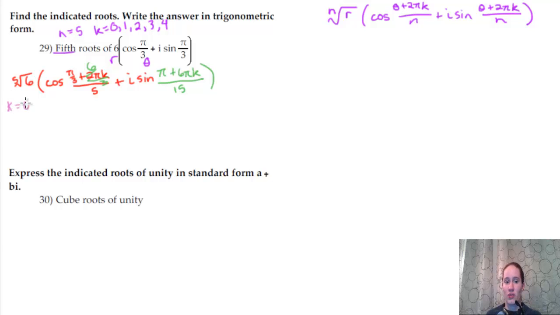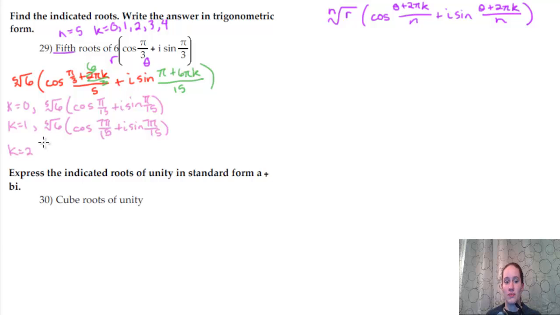Now we're going to start plugging in our values for k. When k is 0, we get the fifth root of 6 cosine, we put in a 0 here and get pi over 15, plus i sine pi over 15. We plug in k equals 1, so that's the fifth root of 6 cosine. If I put in a 1, I have pi plus 6 pi, which is 7 pi over 15, plus i sine 7 pi over 15.